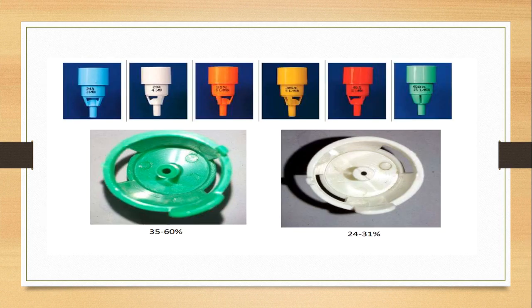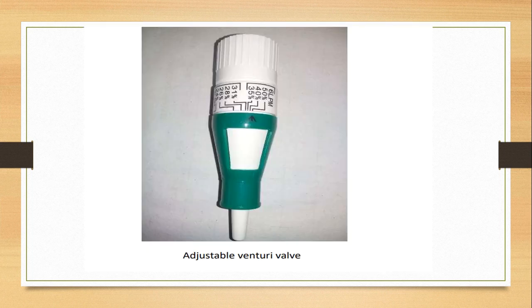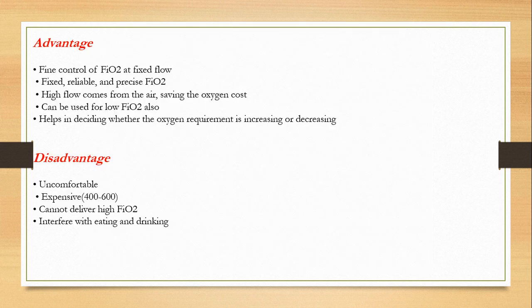Depending on the kind of FiO2 that you want to deliver to the patient, there is color coding of these venturi devices. These venturi devices can be attached to tracheostomy tubes also when we need to deliver a fixed FiO2 through the tracheostomy tube. And there is an adjustable venturi valve also, where one valve can be used to change the oxygen delivered as per the desired amount.